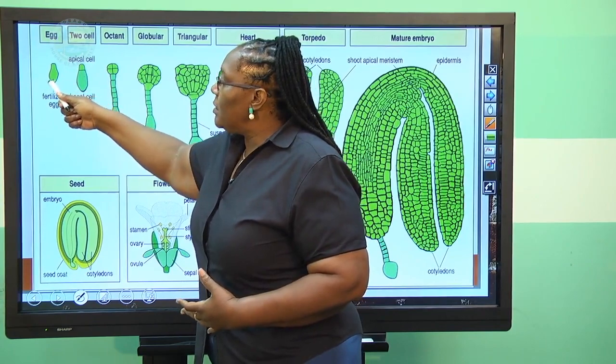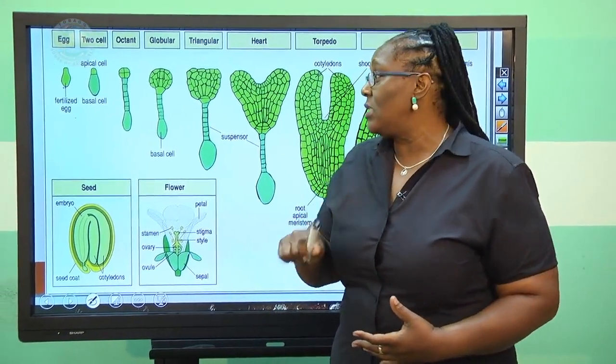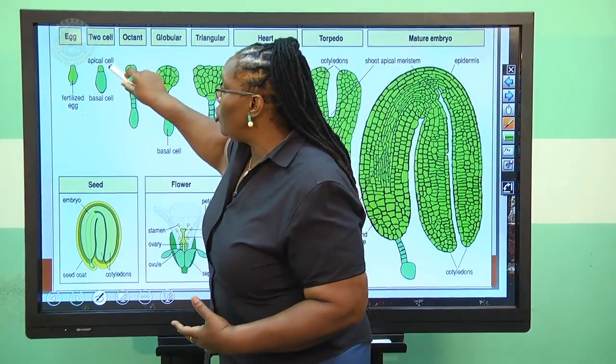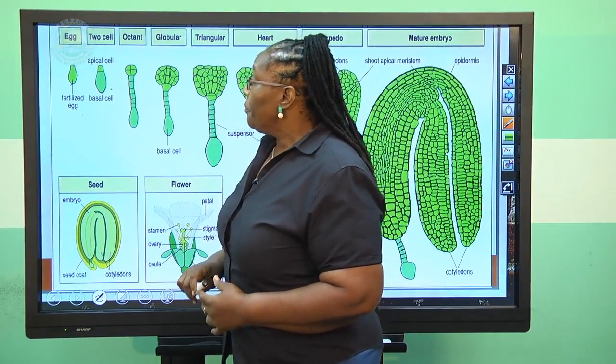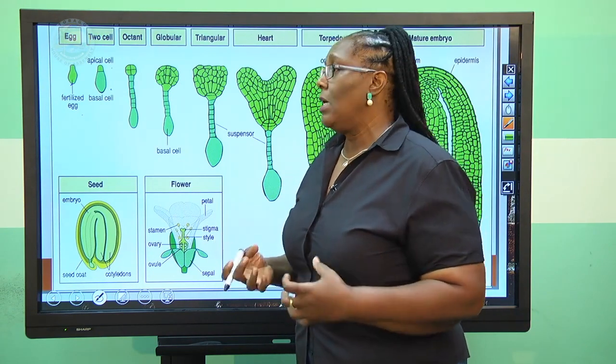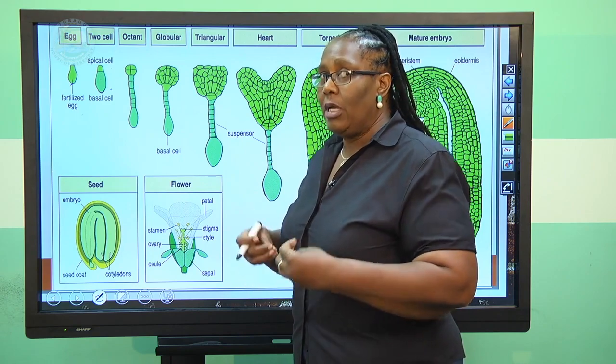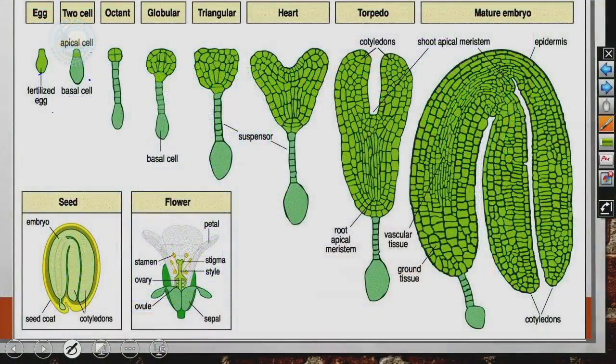And then from this, mitosis takes place. Remember that process? Mitosis takes place, and therefore we had two cells formed. One cell is called the apical cell, and the other one the basal cell. That basal cell, take a look at it. It's actually what is going to keep that whole structure attached. That's the basal cell. And then you have the octant.